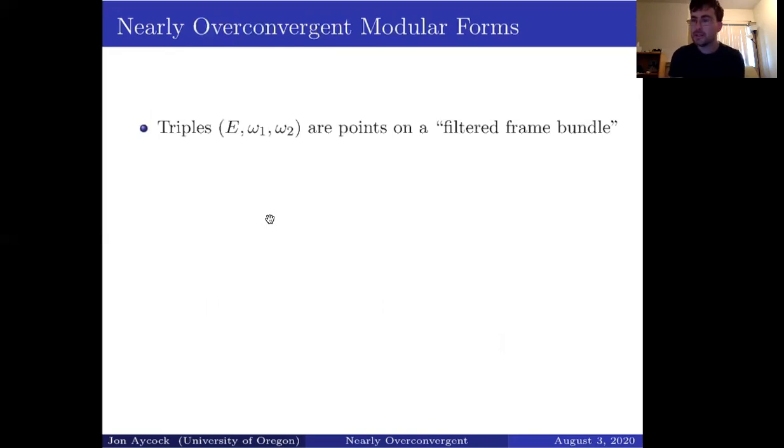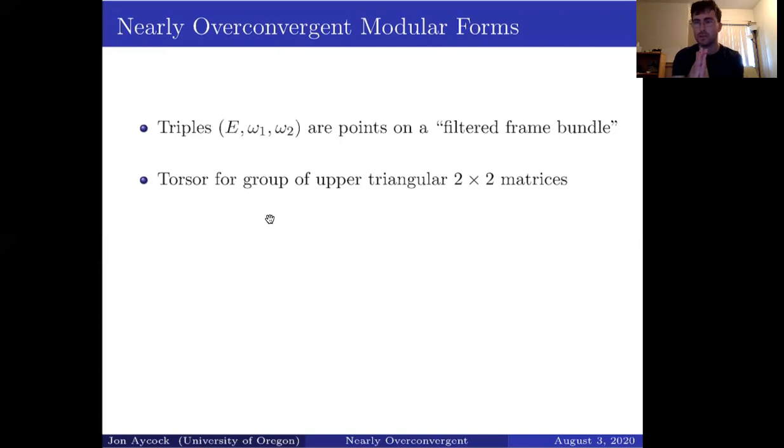So these triples, this E, omega 1, omega 2, these are going to be points in something that I like to call a filtered frame bundle. So the pair omega 1, omega 2 is a special type of basis for the de Rham cohomology, where the first one is in a one-dimensional subspace. And that's what I mean by it's filtered. We have a filtered two-dimensional vector space. The first element of the basis is in that one-dimensional subspace. The second element just can be anywhere else it wants. This is a torsor for the group of upper triangular 2x2 matrices.